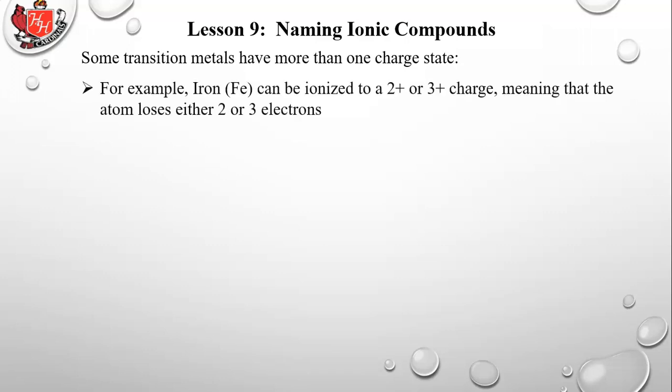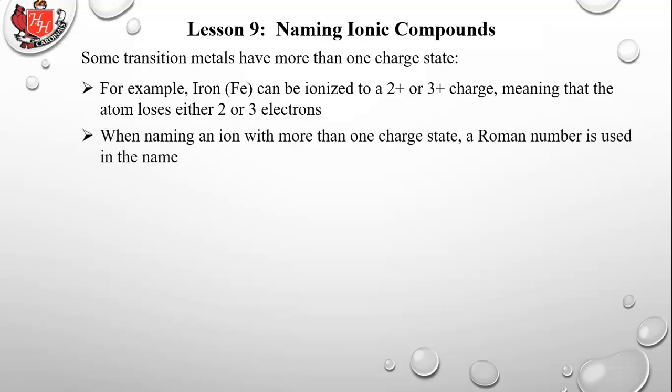So for example, iron, Fe, can be ionized to a 2+ or 3+ charge, meaning that the atom loses either 2 or 3 electrons. When naming an ion with more than one charge state, a Roman numeral is used in the name. So I is the number 1, Roman numeral II is the number 2, Roman numeral III is the number 3, Roman numeral IV is the number 4, and Roman numeral V is the number 5.